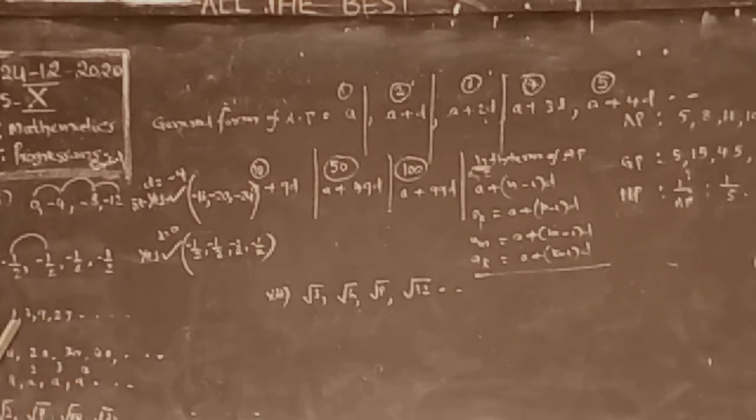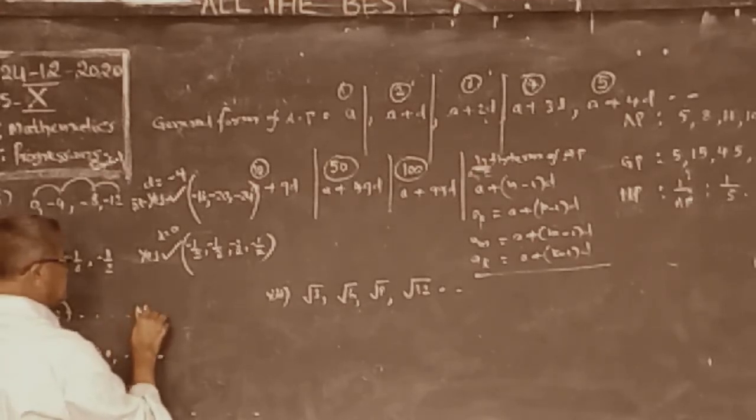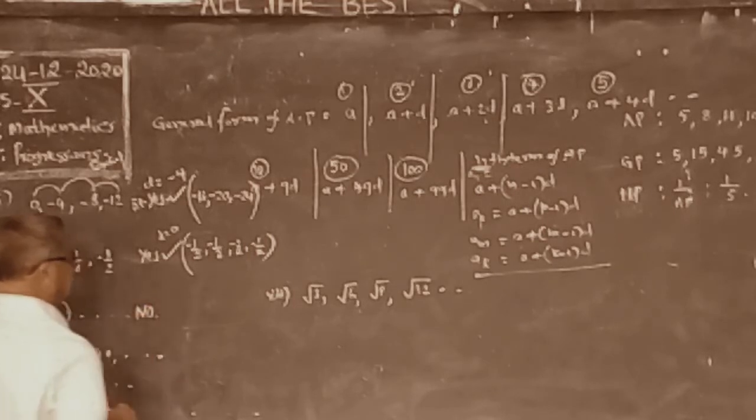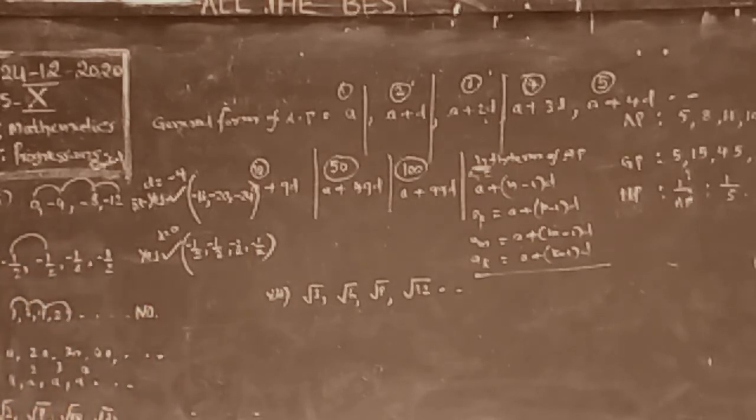Now the ninth, see the difference here: 2, 3 minus 1. Here the difference is 6, here the difference is 18. So this is not an AP.